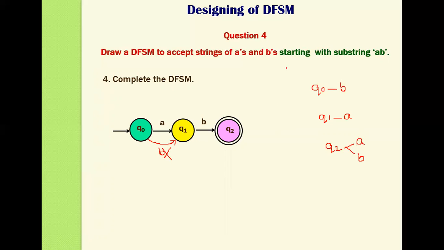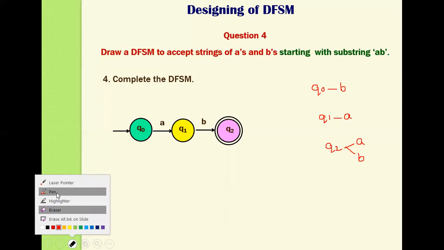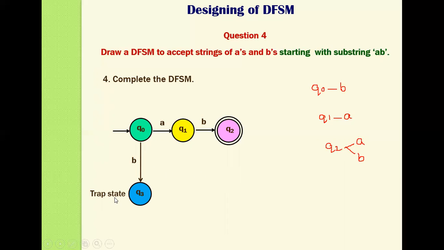It is like a small tip for you guys. Whenever a string must start with something, you will definitely have a trap state, because one of the inputs has to go to the trap state. It must begin with something, right? That is why it goes to the trap state. So Q naught upon B will go to the trap state, and then it will have A, B as a self loop. Now this is done.